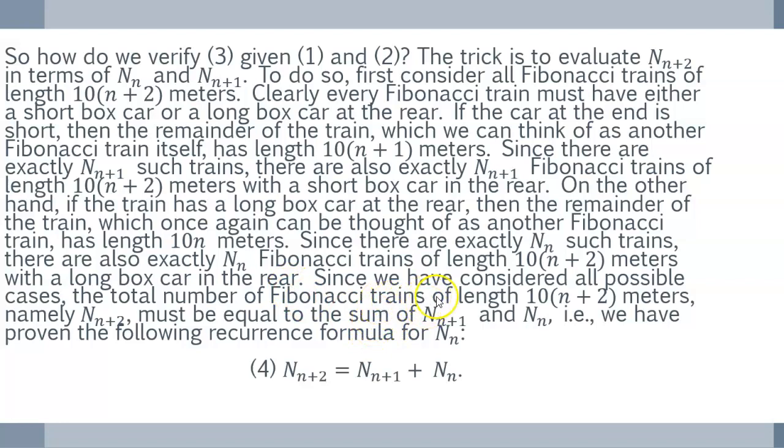Either the Fibonacci train has a short boxcar at the rear, in which case there are capital N sub n plus 1 possibilities, or it has a long boxcar at the rear, in which case there are capital N sub n possibilities. So we just derived this formula. The total number of possible Fibonacci trains of length 10n plus 2 meters, which by definition is capital N sub n plus 2, is equal to capital N sub n plus 1 plus capital N sub n. So we just proved this formula.